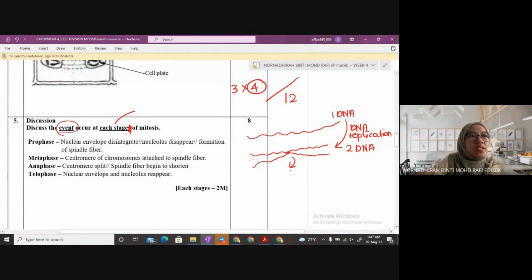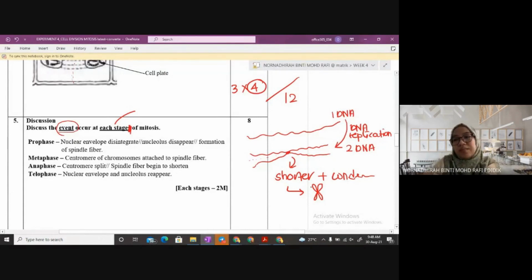Dia become shorten and condense. This one will shorten and condense. Chromatin shorten and condense forming chromosome. So kita akan dapat chromosome. Chromosome ni adalah result of shortening and condensing of chromatin.